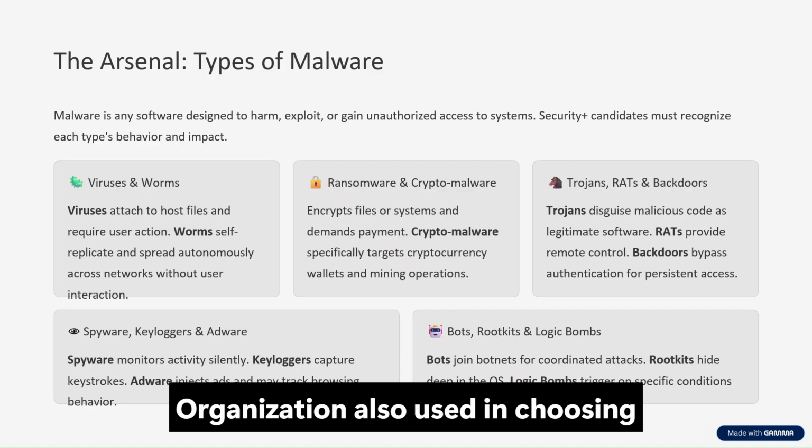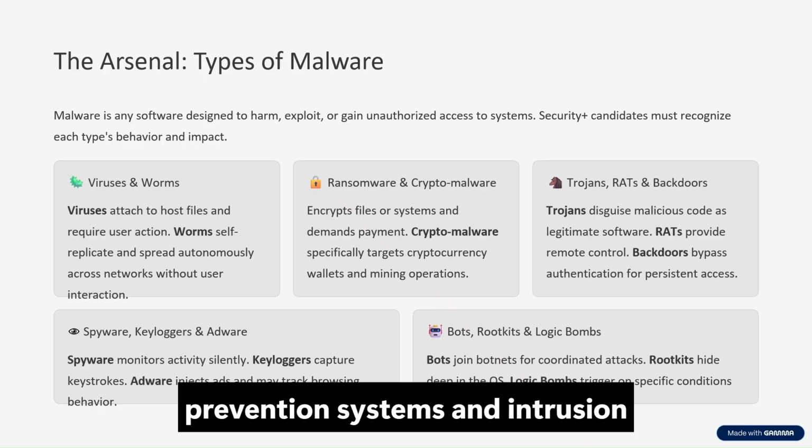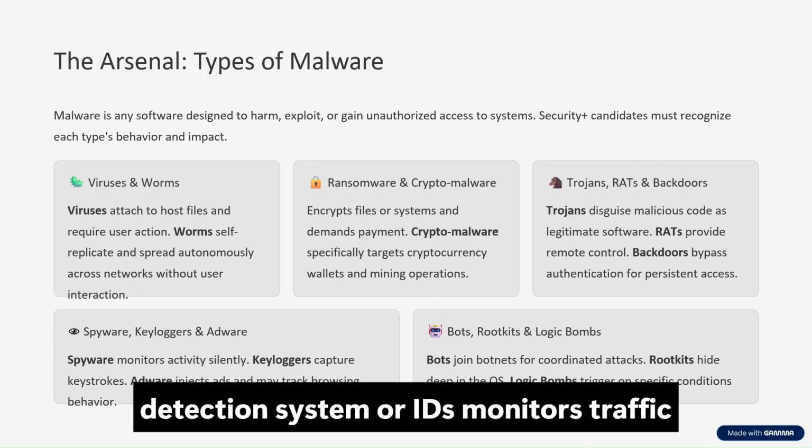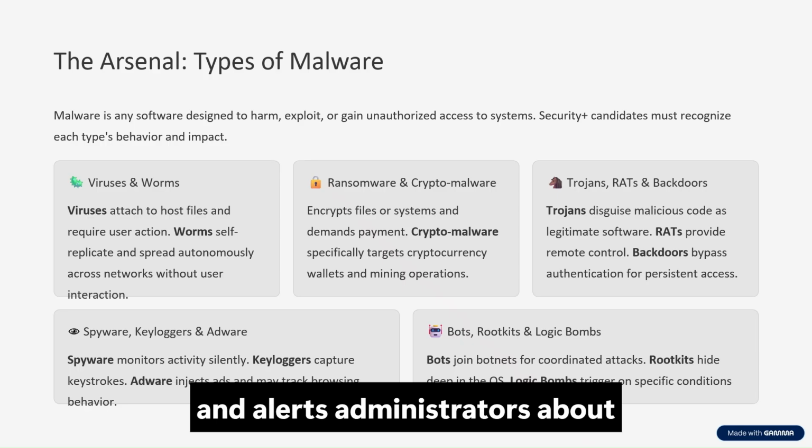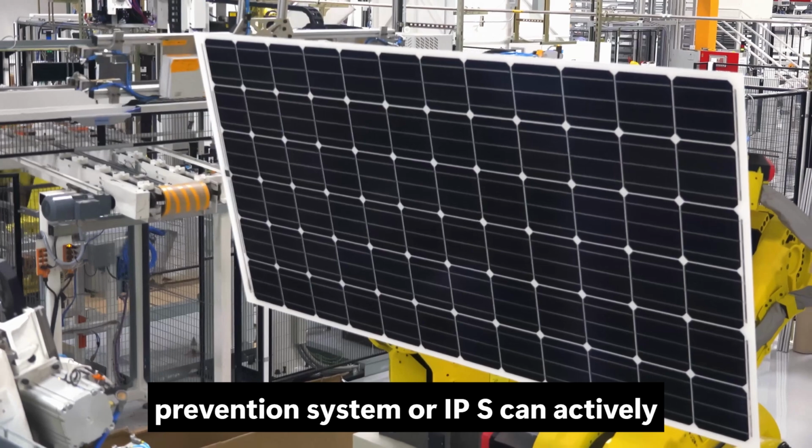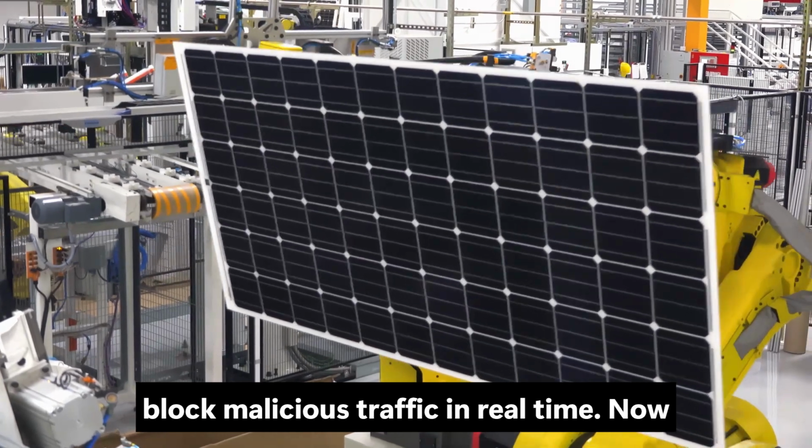Organizations also use intrusion detection systems and intrusion prevention systems. The Intrusion Detection System, or IDS, monitors traffic and alerts administrators about suspicious activity. An Intrusion Prevention System, or IPS, can actively block malicious traffic in real time.